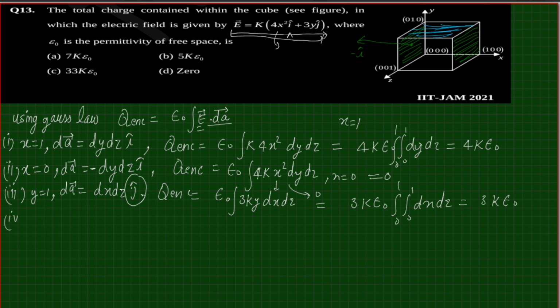For the fourth surface, y equal 0, which surface? This surface, the base one. So dA will be negative dx dz j cap, and because y is 0 in this case, q enclosed will be 0, so this will give us 0.